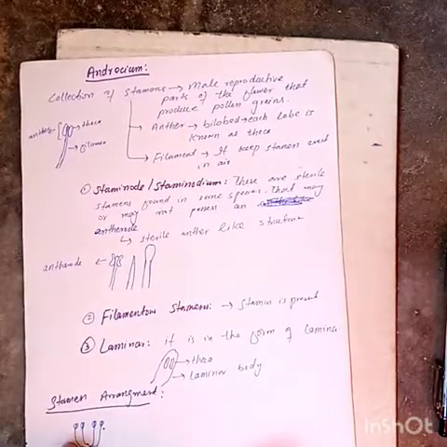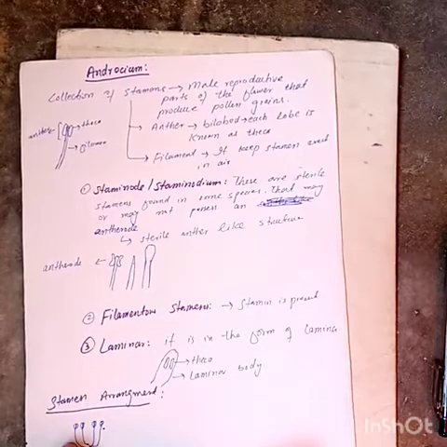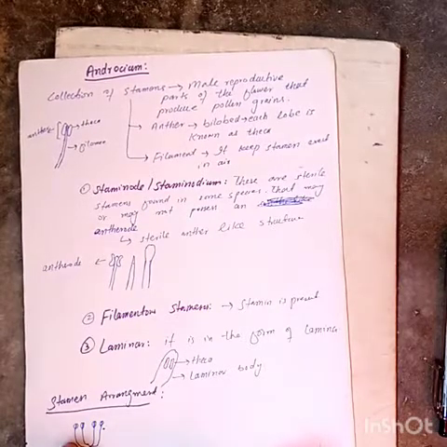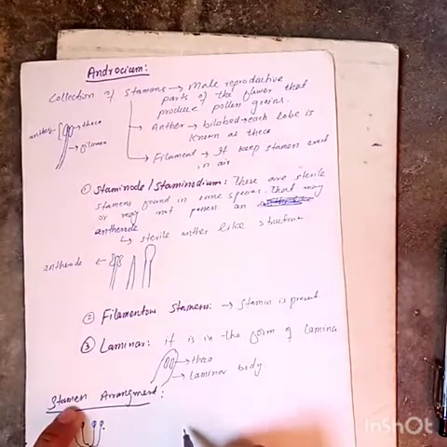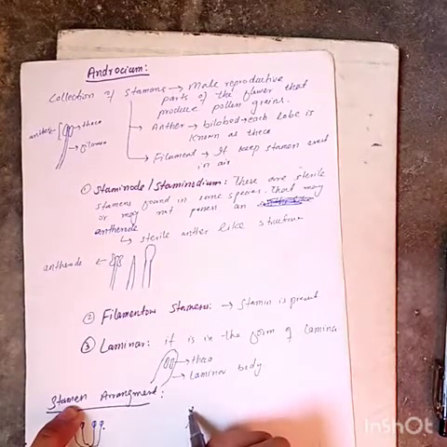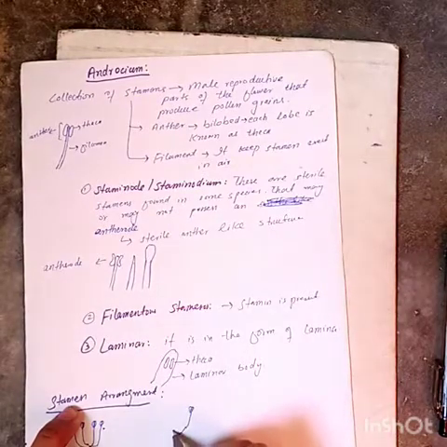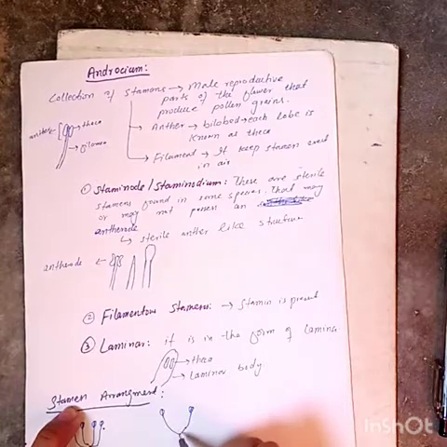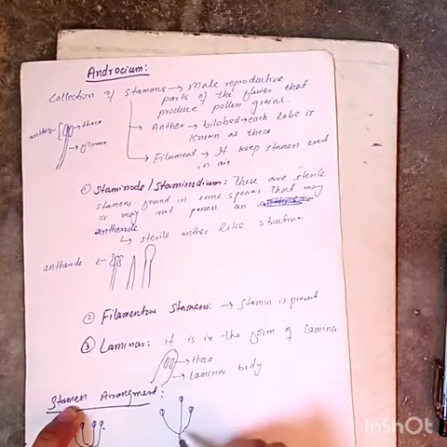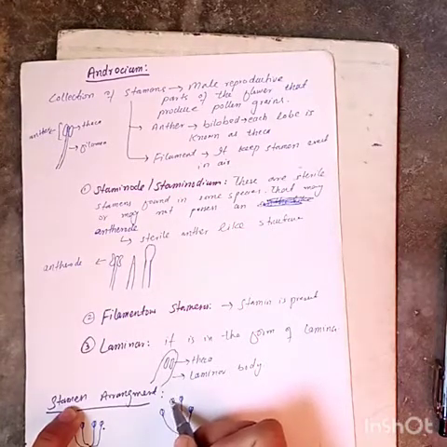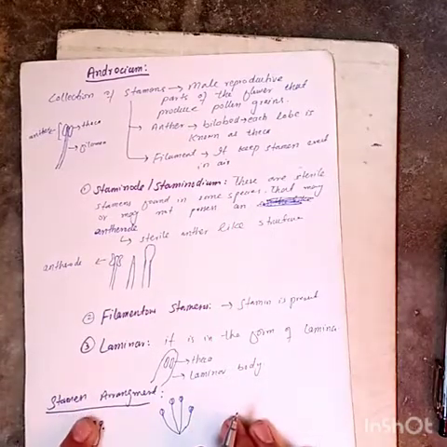The other one is didynamous. It consists of 2 pairs. This is pair number 1 and this is pair number 2. 2 pairs of different length.